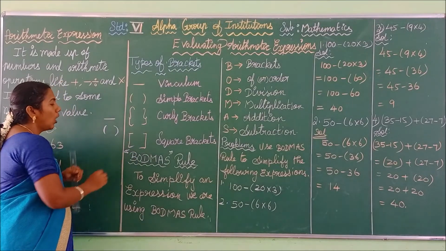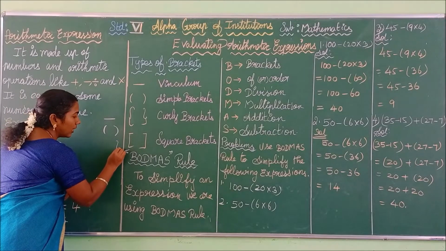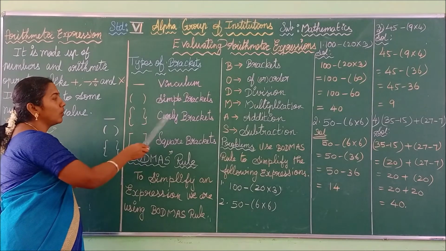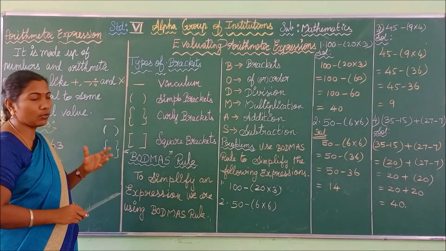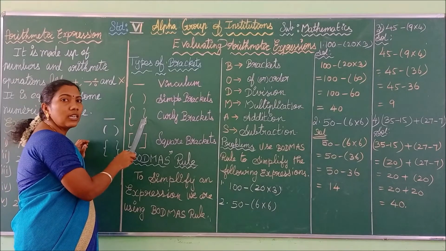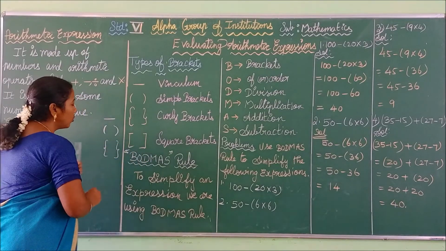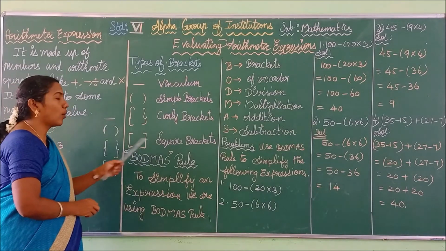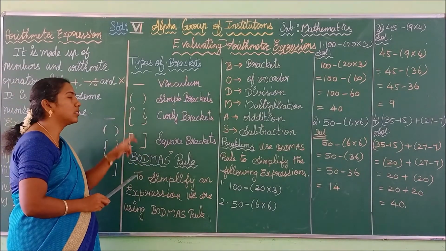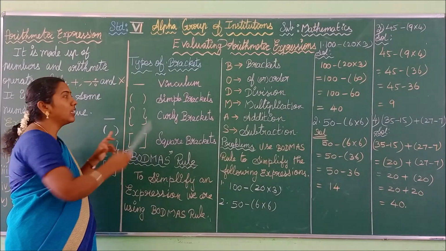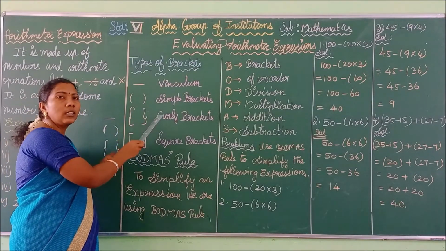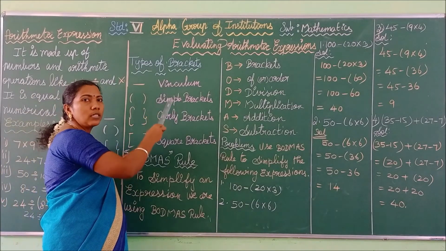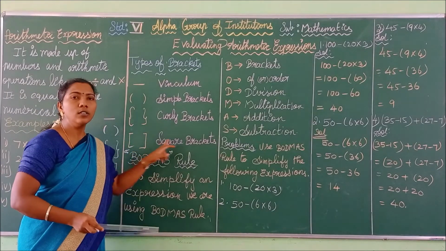See the third one. This is the way you have to write the curly brackets. Another name for curly brackets is braces or flower brackets. And the last one is square brackets. You have to keep this always in your mind. What are the types of brackets? Vinculum, simple brackets, curly brackets, square brackets. Repeat after me: vinculum, simple brackets, curly brackets and square brackets.